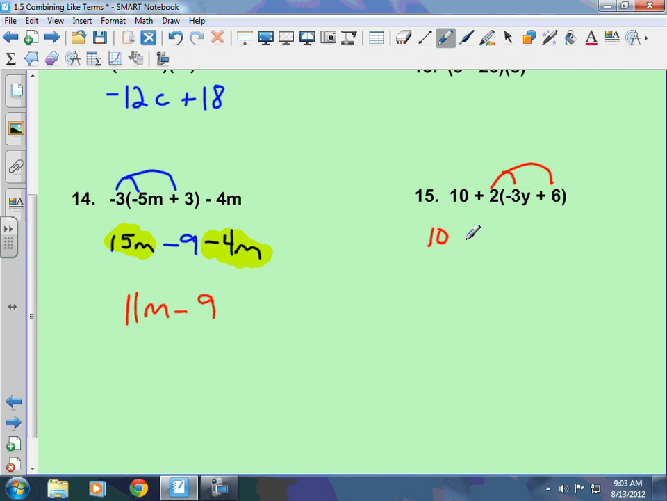I don't just bring down this plus sign, because 2 times negative 3 is negative 6y. 2 times 6 is positive 12. So now I have 10 and 12 don't have letters, so they can be added. 22 minus 6y. Okay, if you didn't get that answer, find your mistake. If you need to, come in and ask for help.